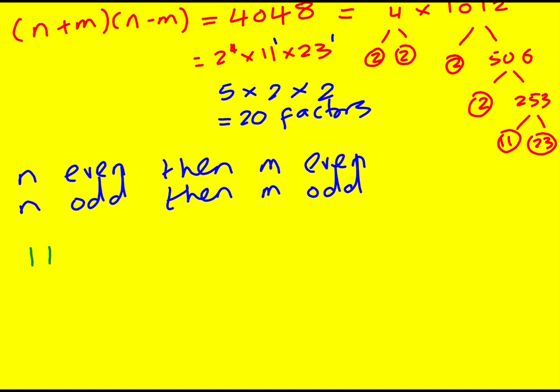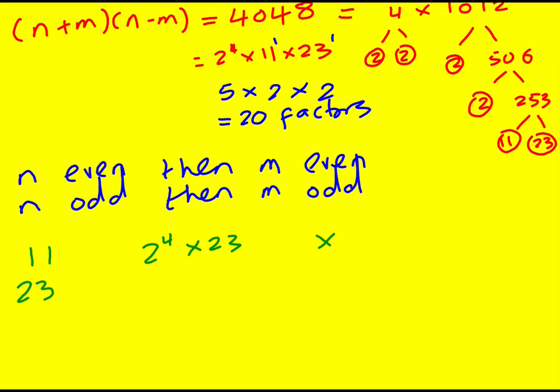It doesn't matter which way around it is. Like, we always have to take the larger one to be n and the smaller to be m. So I'm not going to focus on that. Now, one that I can rule out, therefore, is 11 and 2 to the 4 times 23. This would be a factor pair that would times together to give 4048. But one of them, in fact, in this case m, is odd and the other one's even. So I can cross that one out.